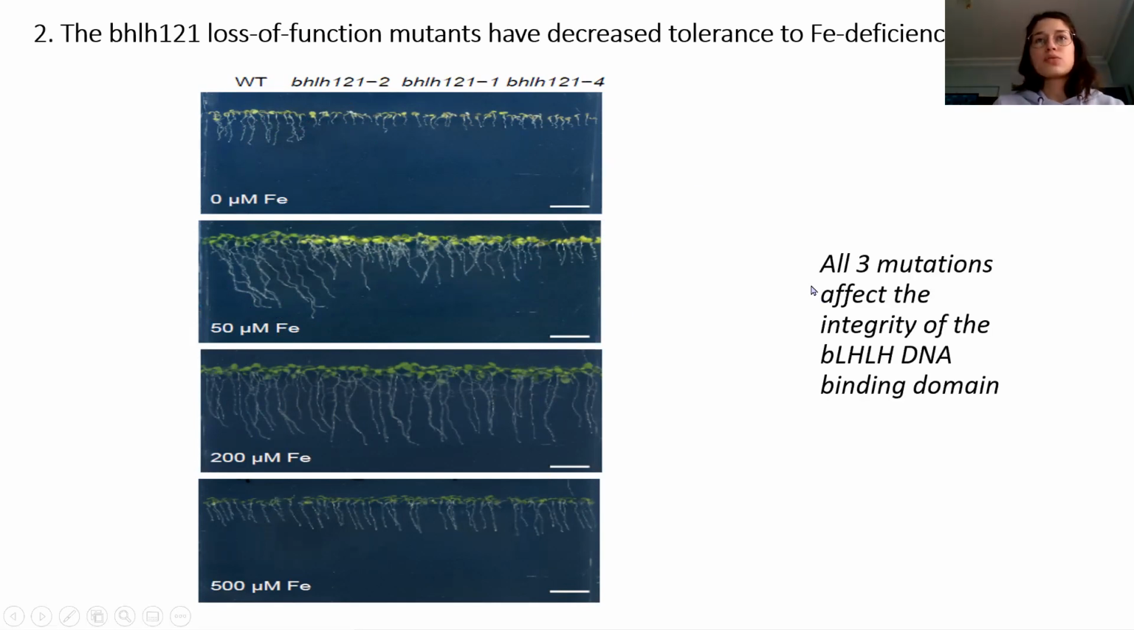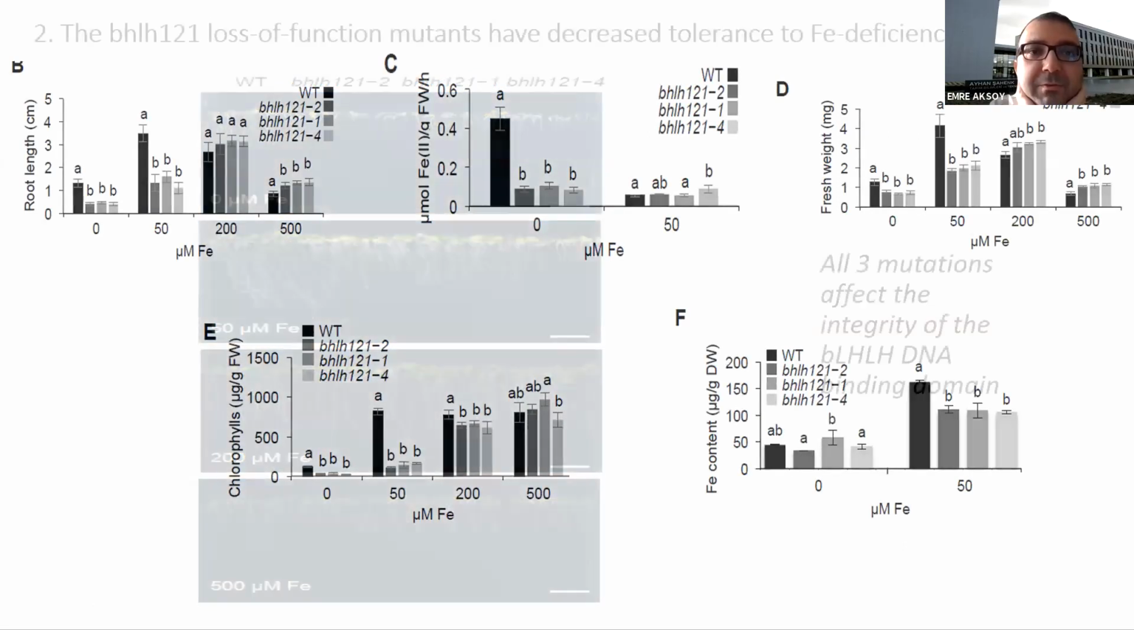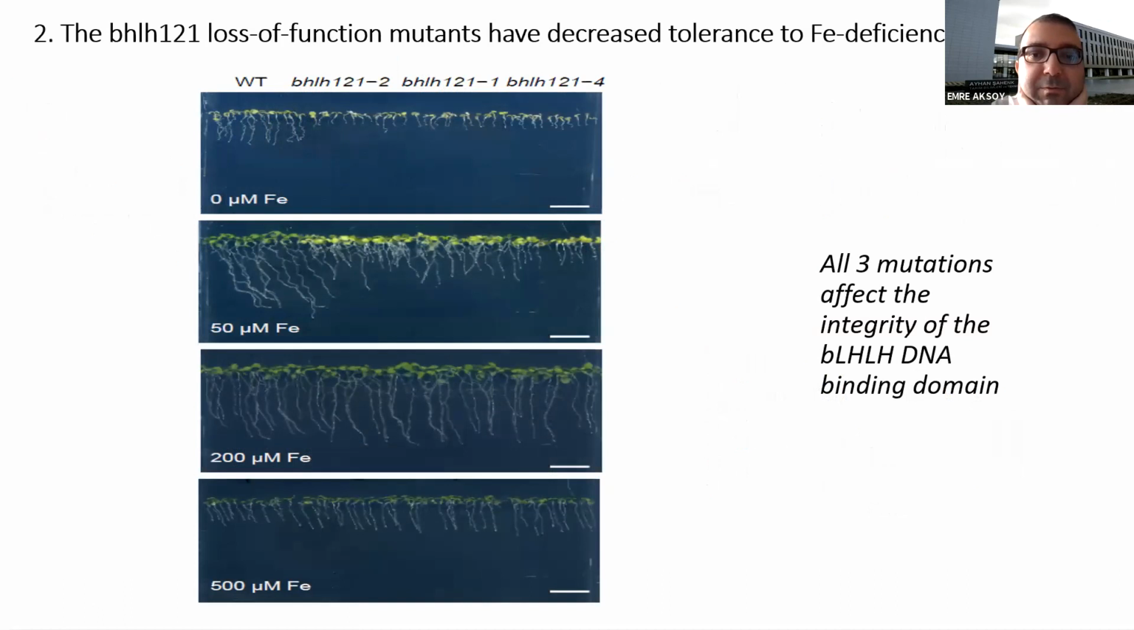Just a note, all of these three mutants affect the integrity of the BHLH DNA binding domain, so they have similar effects. Okay, sorry, before we continue, what is the meaning of the integrity of the DNA binding domain? Why do you think this is critical? Hocam, because then the transcription factor cannot bind properly and it won't be very effective. So they don't have the real function, right?